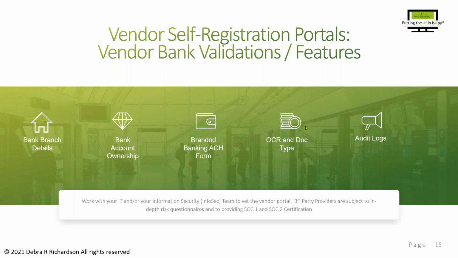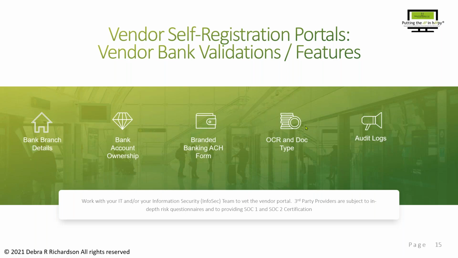Now, the next one, the OCR and the doc type, this kind of goes along with the branded banking ACH form, but it works for other forms as well. So where the proxy has collected the banking information on that form, or if you require it from your vendors, or have some other form that's unique, some portals can specify a specific doc type that can verify that the uploaded document is the required form versus a random picture.